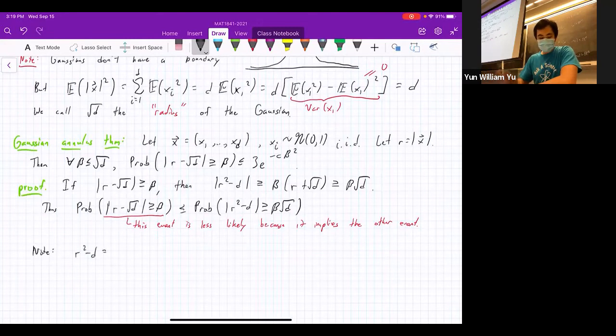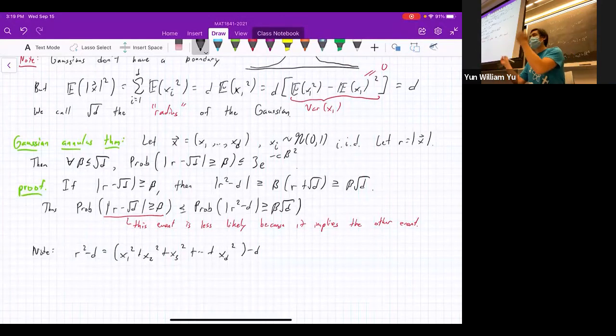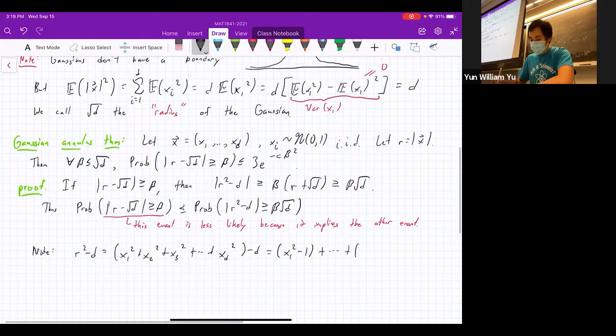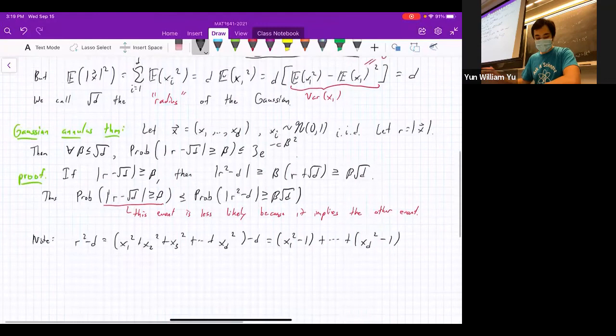R squared minus d is just equal to x1 squared plus x2 squared plus x3 squared all the way through xd squared minus d. You note that you have d copies of minus 1, and you have d copies of each of these xi squareds. So we can rewrite this as x1 squared minus 1 plus dot dot dot plus xd squared minus 1. Notice that we're basically breaking apart this Gaussian into each of its individual Gaussians, and using something about the variance of each of those.